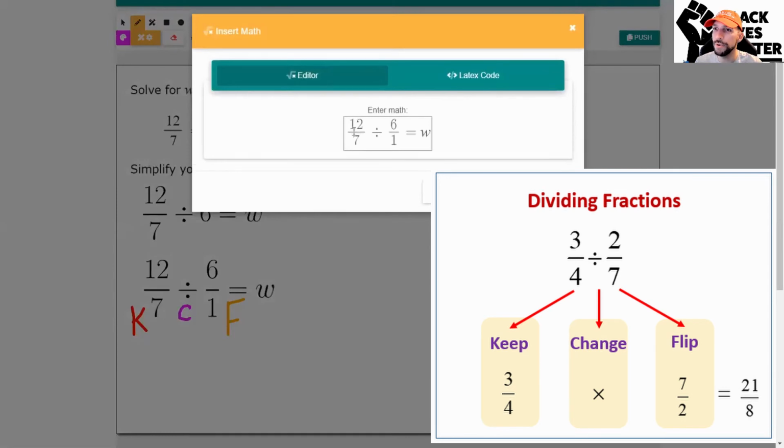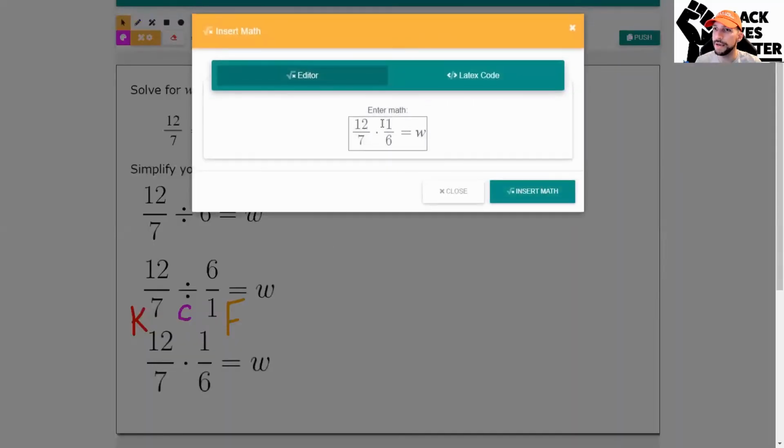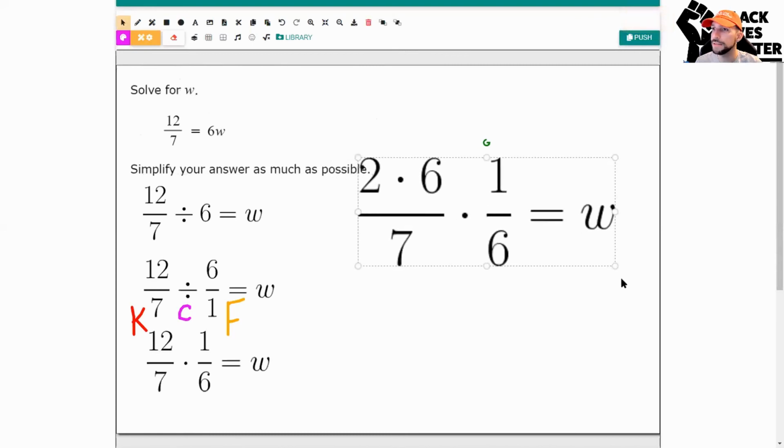So we're going to keep our 12 over 7. We're going to flip our 6 over 1 to 1/6. And we're going to change our division to multiplication. So now I can see I've got 12/7 times 1/6. I would love for this to be simpler since I am asked to simplify. I can get rid of the 6 because I know that 12 is the same as 2 times 6. So let's put that in.